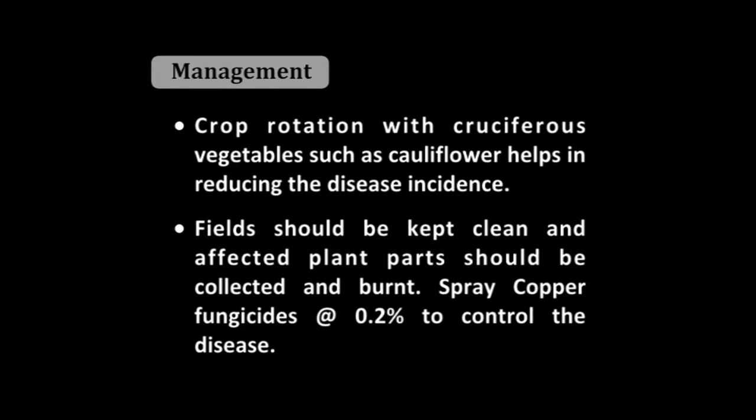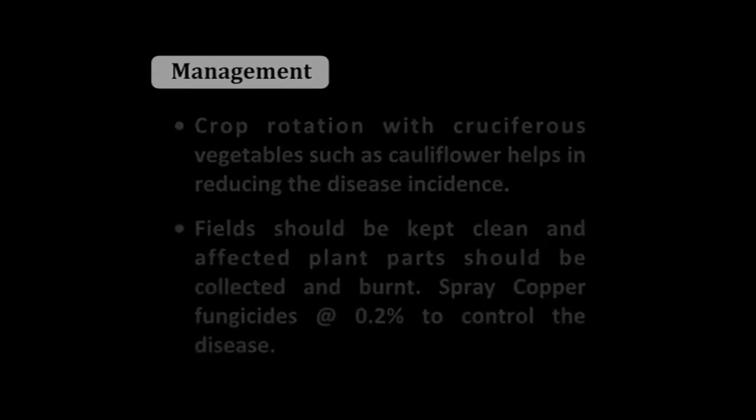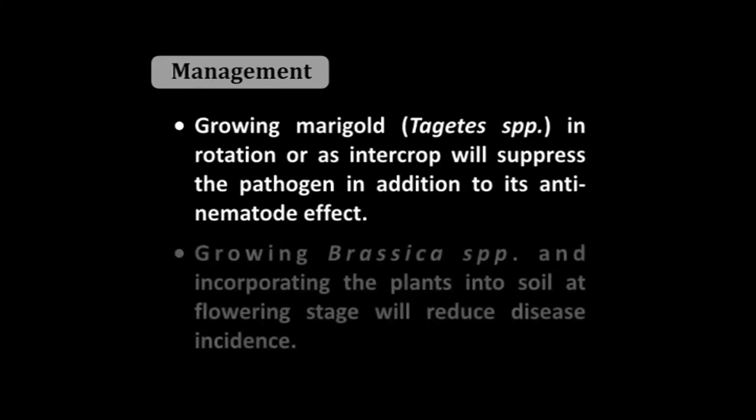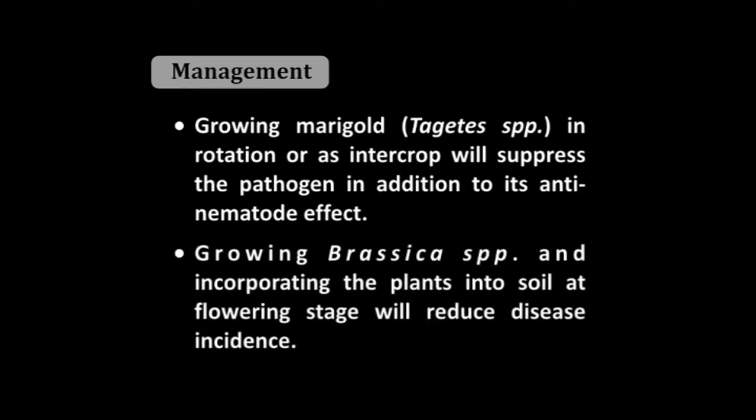Spray copper fungicide at the rate 0.2% to control the disease. Growing marigold in rotation or as intercrop will suppress the pathogen in addition to its anti-nematode effect. Growing brassica species and incorporating the plants into soil at flowering stage will reduce disease incidence.